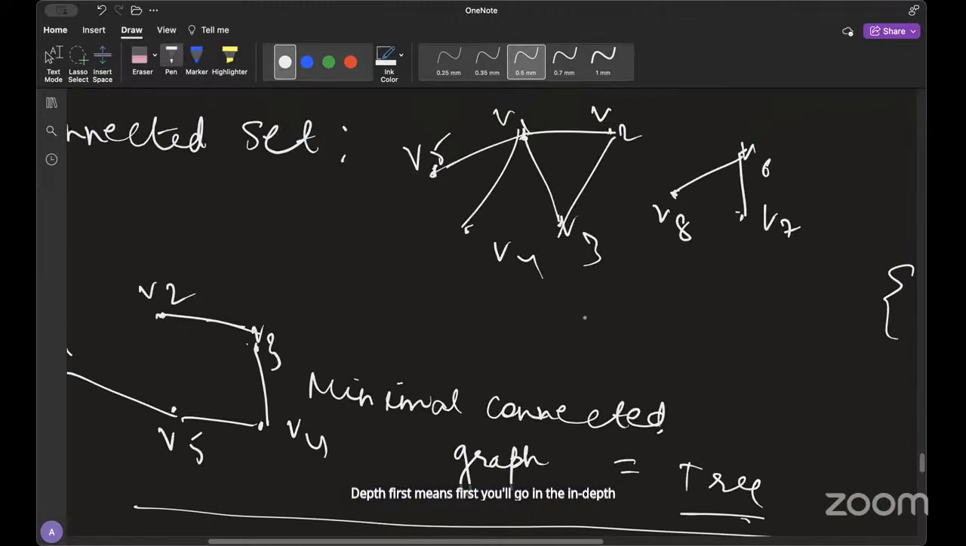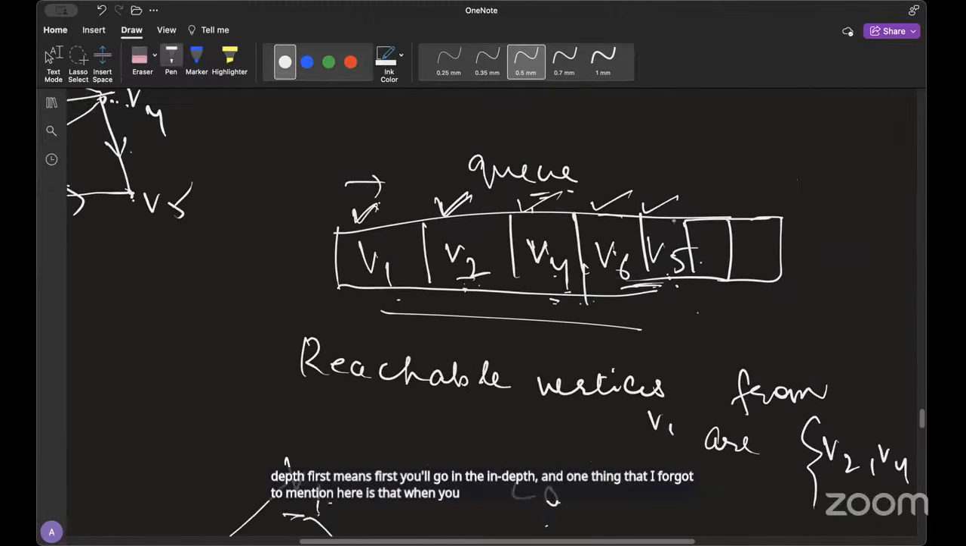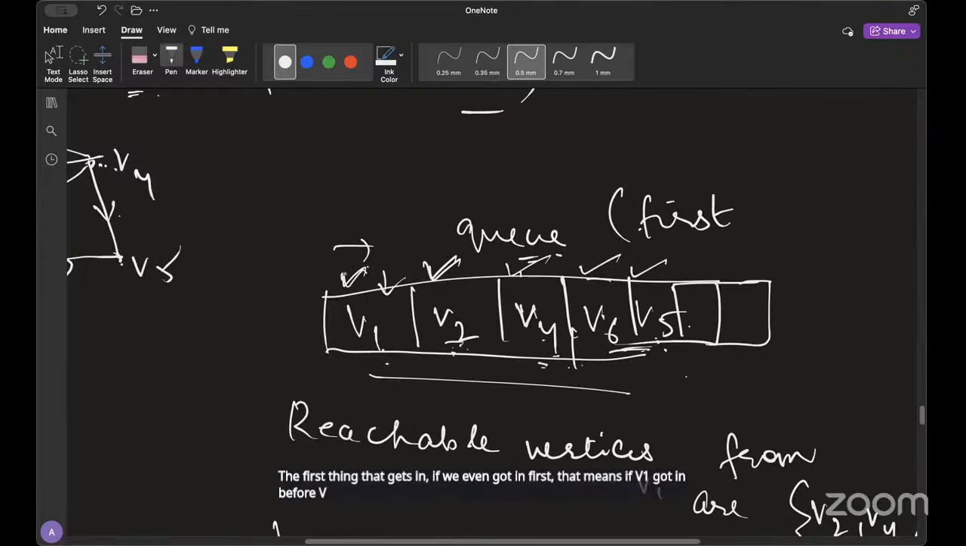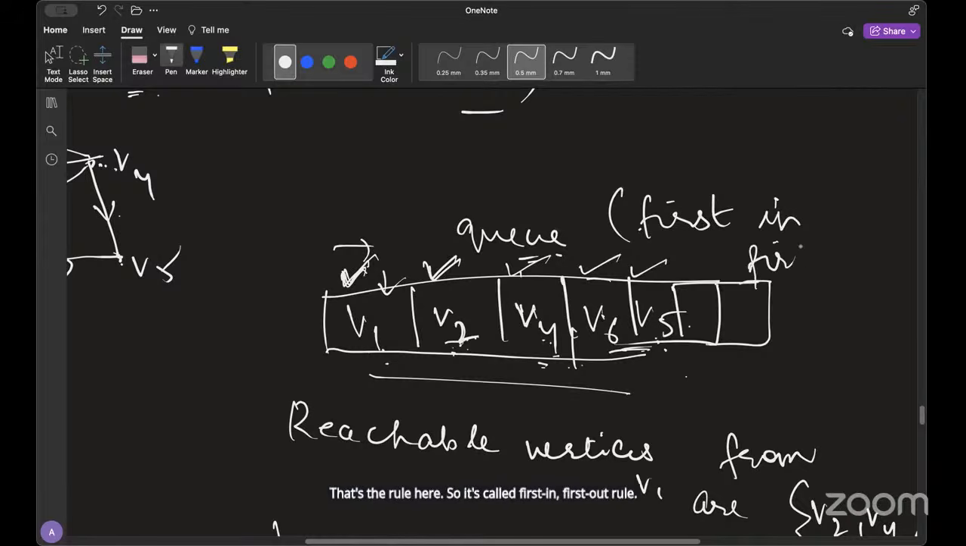And one thing that I forgot to mention is that when you make this queue, it has a rule which is first in, first out. That means if V1 got in before V2, then V1 should be out of this queue first. That means it will get ticked first. If V2 entered the queue before V4, then it will leave the queue before V4. That's the rule here. So it's called the first in, first out rule.